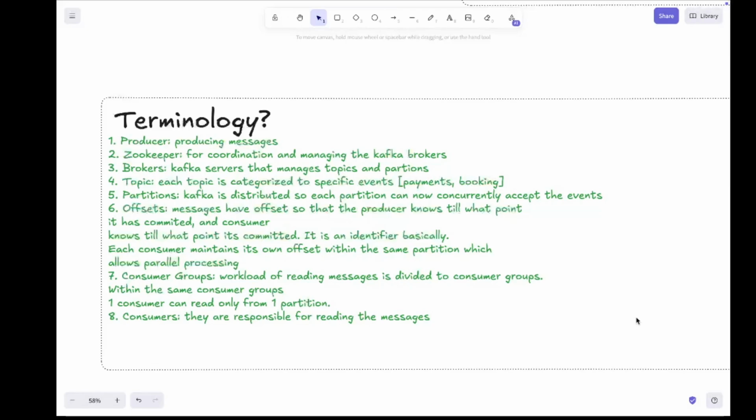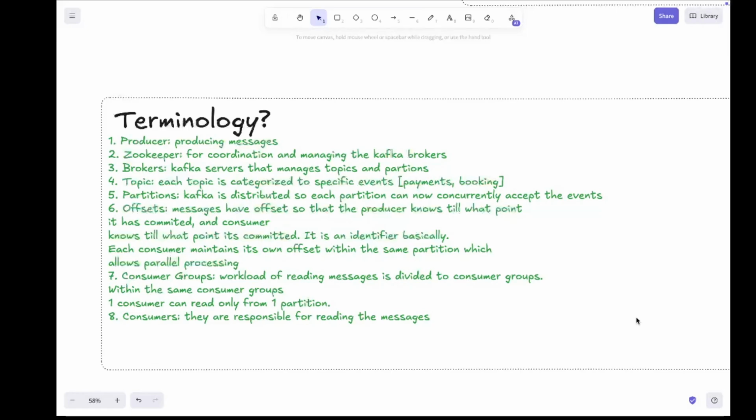Now we have offsets. An offset is a unique identifier which you assign, so that the consumers know at which point they have read the data from the given partition. They will keep on committing their offset, saying I have read the data up to this point, and even the producer will commit that it has published data at this point. So that at any given point of time, you know whether the consumer is lagging or not. That is the purpose of offset.